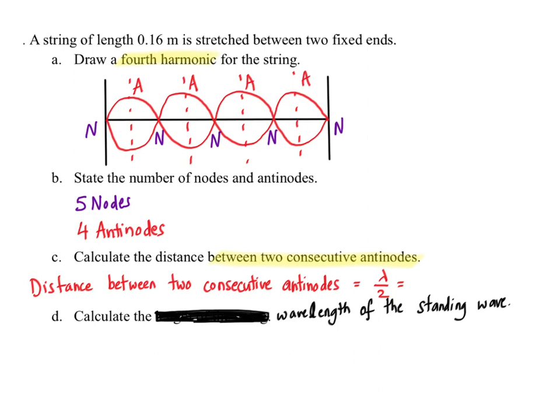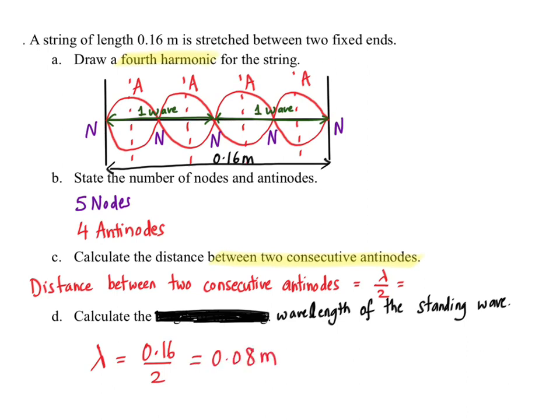Now for wavelength, we need to know what's the length of one wave. The total length of the string is given as 0.16 meter. And we know that there are 2 waves in this length of the string. So that means for one wave, it should be half of 0.16, which is 0.08 meter. So now we have got the wavelength. We can put that in part C and get the distance between two consecutive antinodes. That is lambda over 2, 0.08 over 2, that is 0.04.